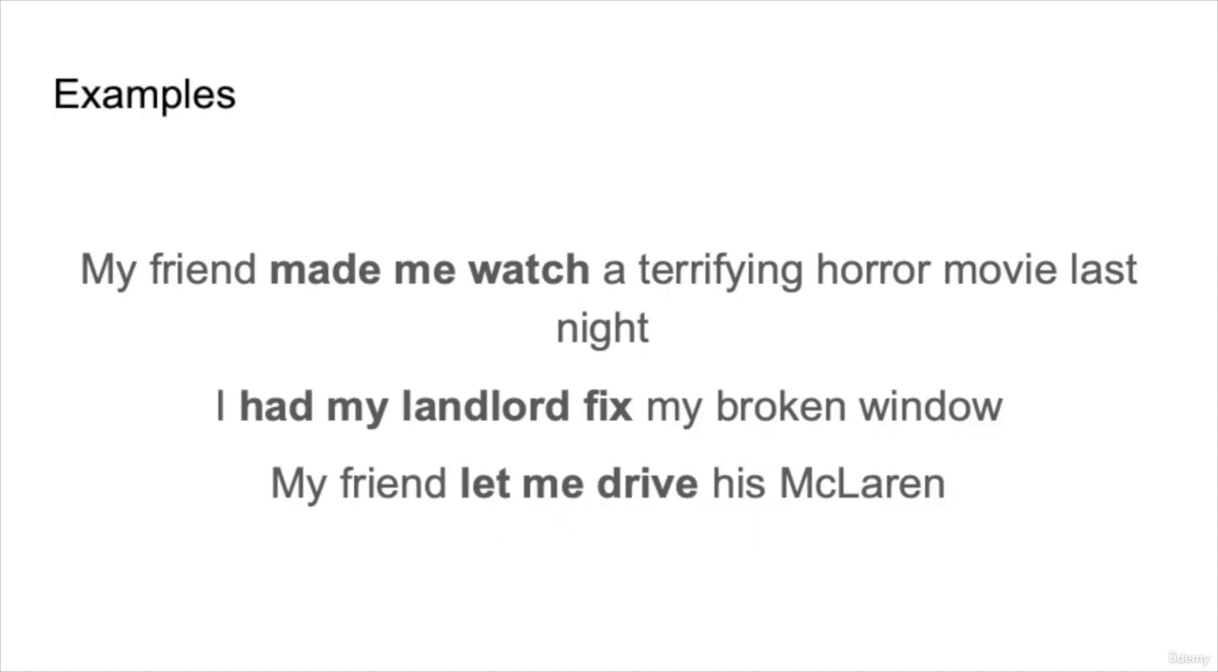Here are some examples of have, make, and let. So let's see what we can see. My friend made me watch a terrifying horror movie last night. I had my landlord fix my broken window. My friend let me drive his McLaren.